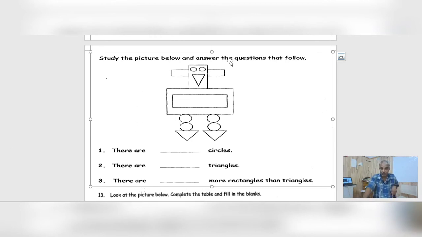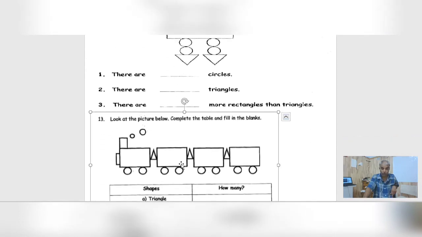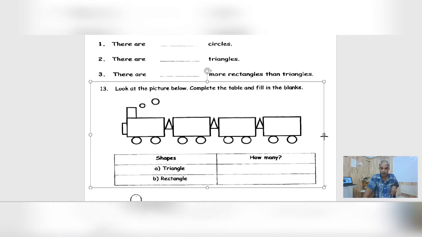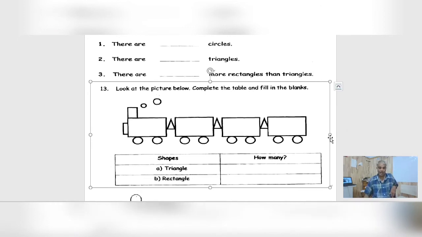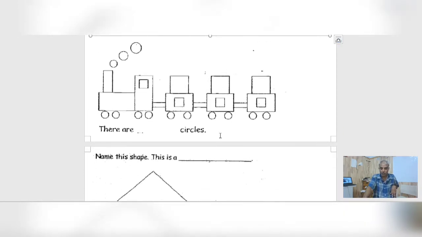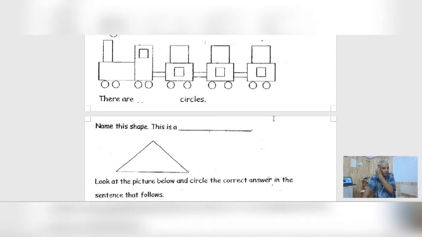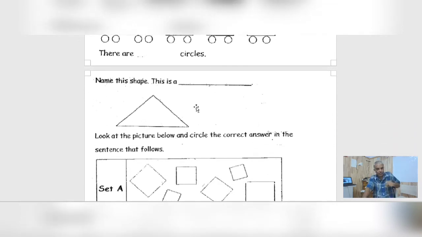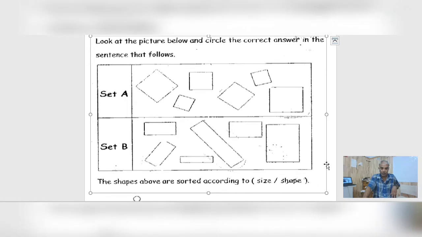So study the picture below and answer the question that follows. So you have to do the same thing. I'm not going to discuss more. The next question is again about the same thing. Since this chapter is about shapes, you have to understand what it talks about. That one is there. Then again you have another shape. How many circles are there, that you have to find out. Then it says name this shape. Of course you understand what I say. Look at the picture below and circle the correct answer in the sentence that follows.